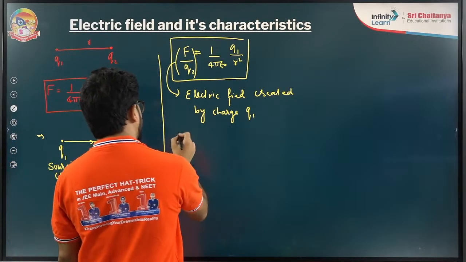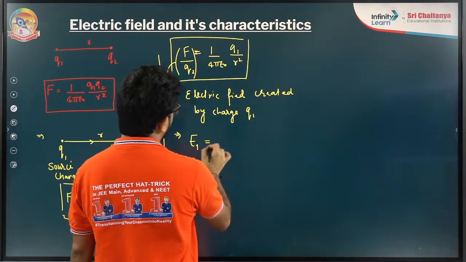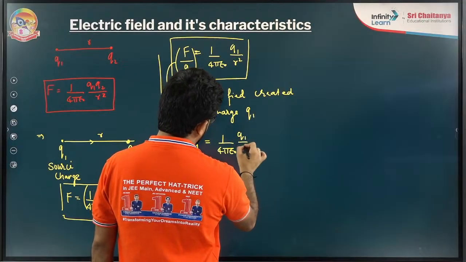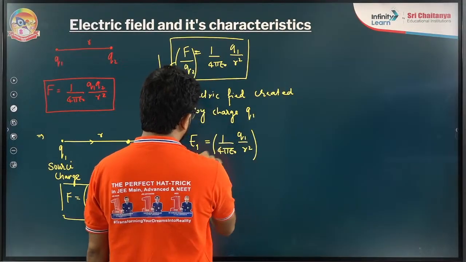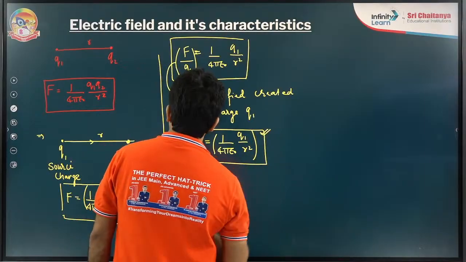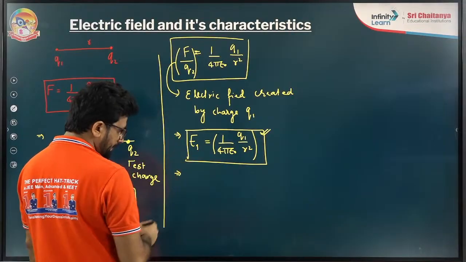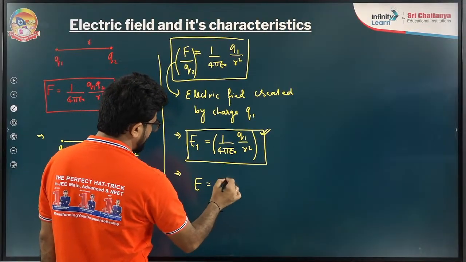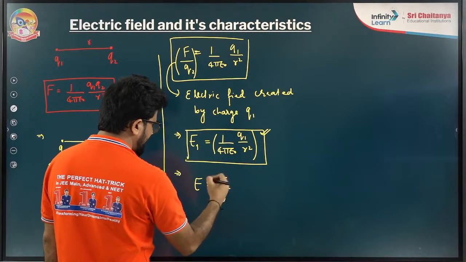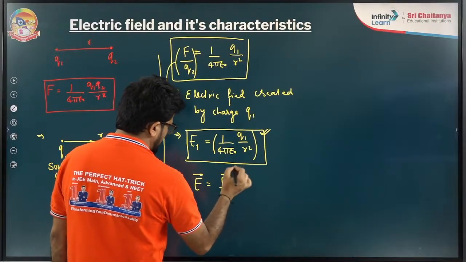Now understand very simply. The field due to charge Q1 is equal to 1 by 4 pi epsilon naught Q1 by R square. This is the way to write it. Another way to write this field: it is nothing else but force per unit charge. I can assume the charge as Q, or Q0, and say this is a field.